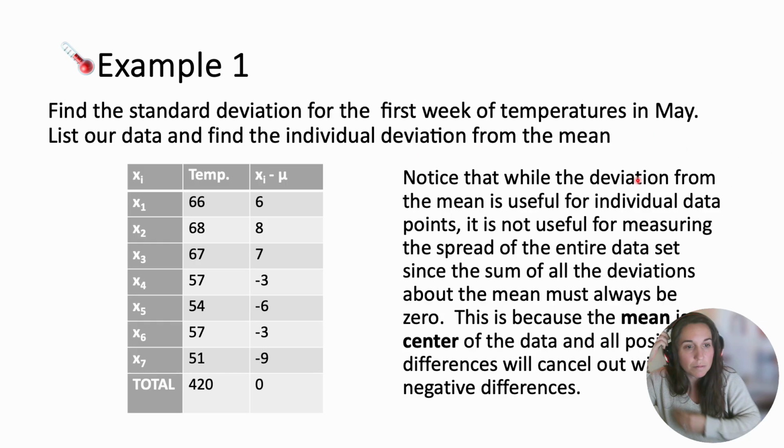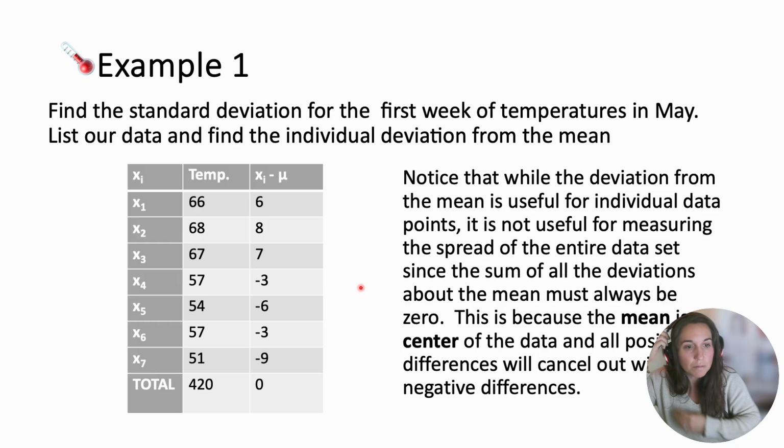So notice while the deviation from the mean is useful for individual data points, it's not really useful for measuring the spread of the entire data set because the sum of all those deviations gives us 0. And that's because the mean is the center of our data set, right? So they just cancel each other out.